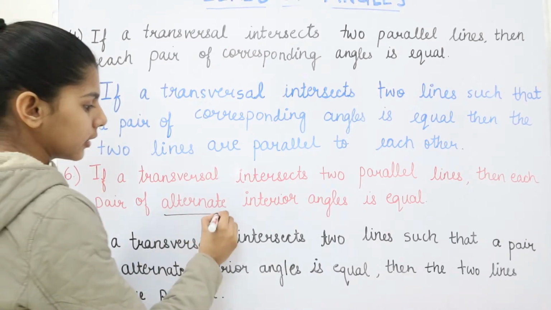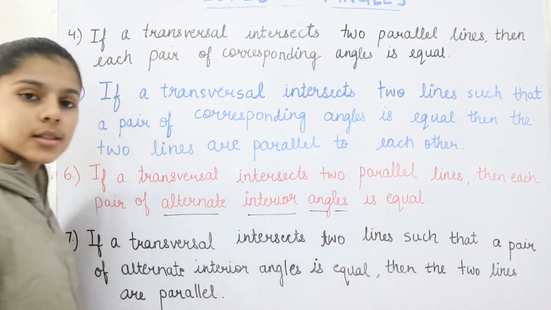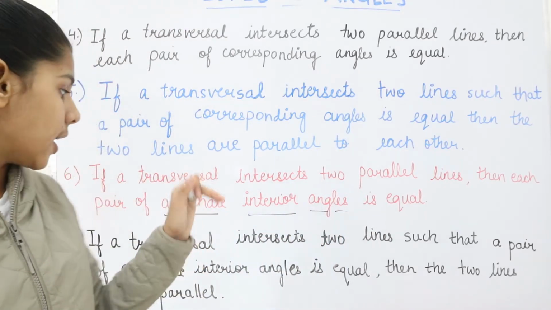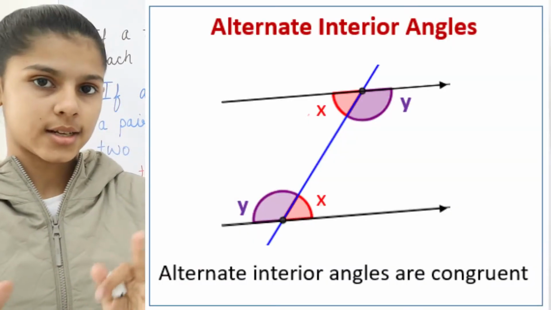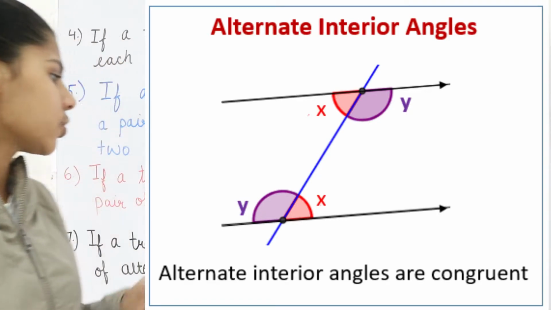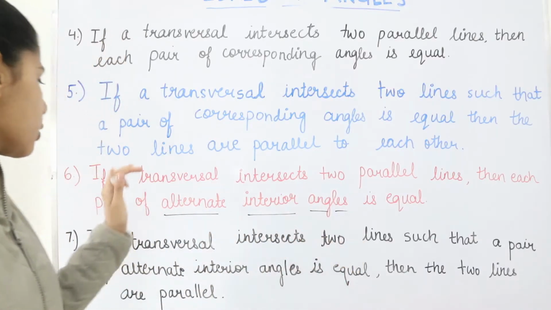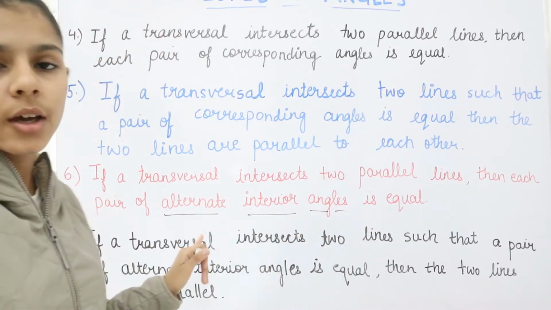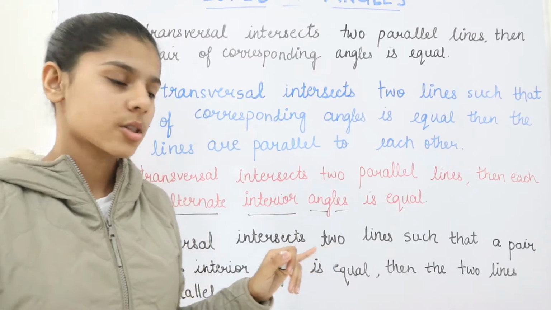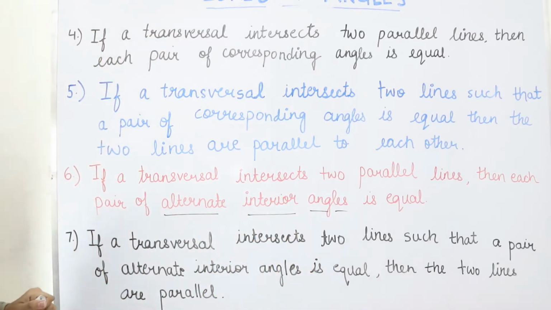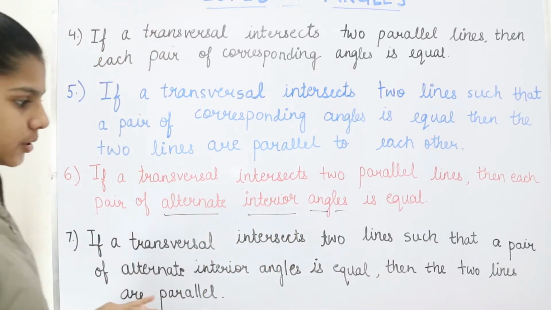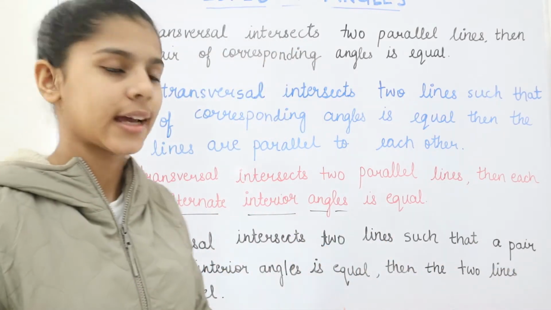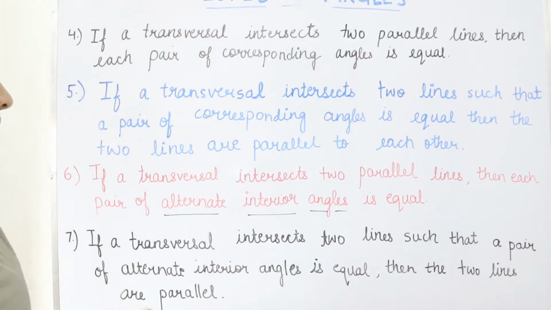Now what is an alternate interior angle? Interior means inside both the parallel lines, interior of them. Alternate means on the opposite sides, as you can see in the image. So they are alternate interior angles. So when a transversal is intersecting two parallel lines, then the pair of alternate interior angles is also equal. Then the seventh one is: if a transversal intersects two lines such that a pair of alternate interior angles is equal, then the two lines are parallel.